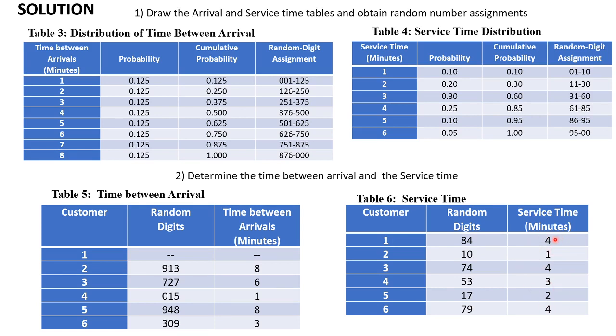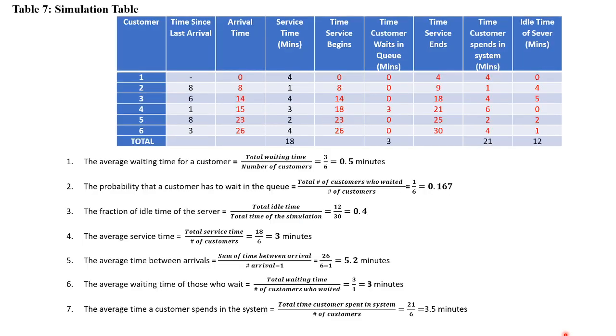The time the server took to serve customer 1 is 4 minutes. The time it took to serve customer 4 is 3 minutes, and it followed in that order. So over here we have to put them: the service time for customer 1 is 4, customer 2 is 1, customer 3 is 4, customer 4 is 3, customer 5 is 2, customer 6 is 4. All right, so those are the pieces of information we have already. Now the rest we need to calculate.